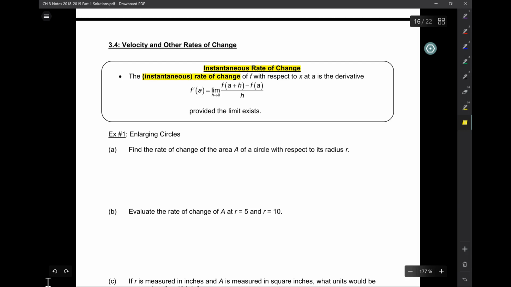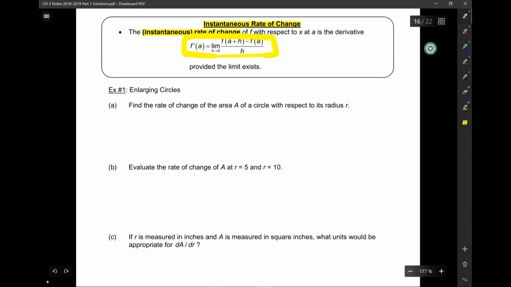Remember we had defined it before as the limit as h approaches 0, f of a plus h minus f of a over h. We said that that was the derivative at a, provided that the limit, of course, exists. So that's the instantaneous rate of change. You could do it using the definition, and that is equal to f prime of a. But now we know how to use shortcuts to find f prime of a, the instantaneous rate of change at a specific point.